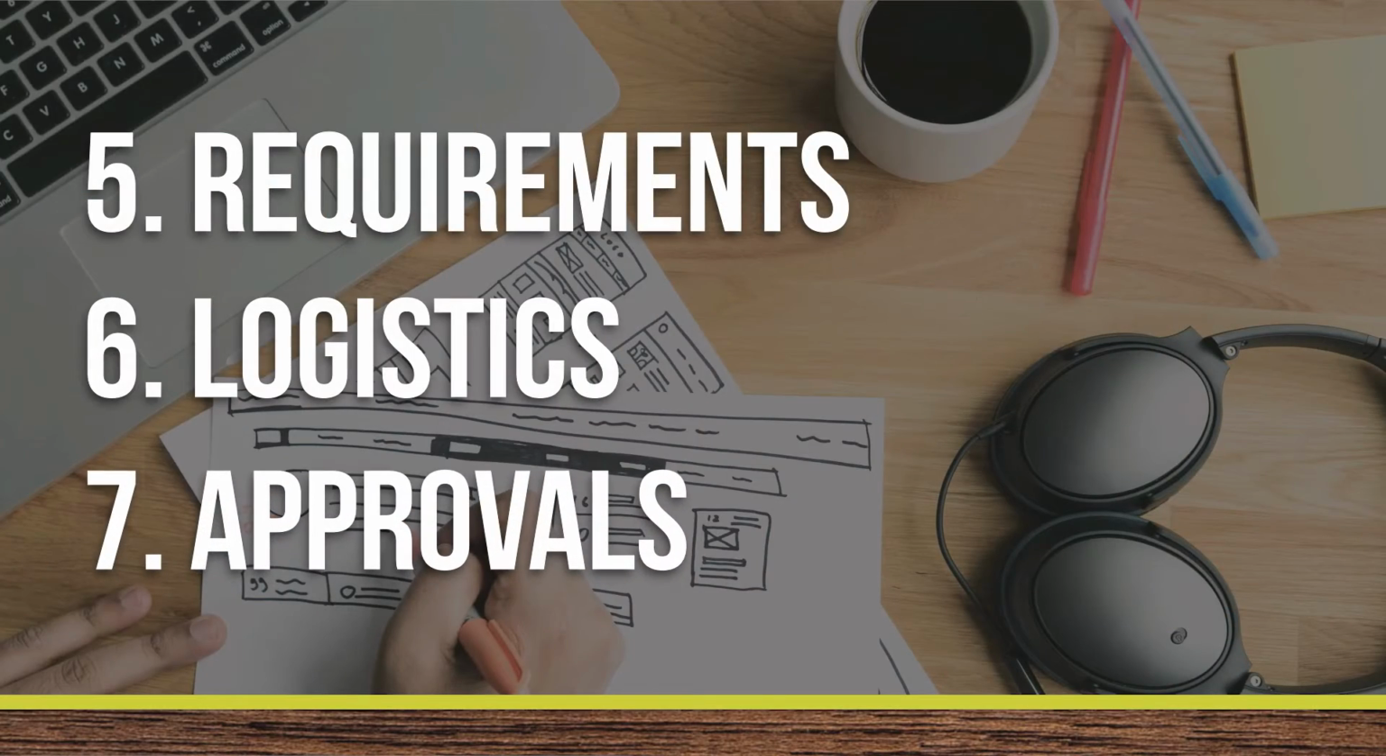And number 7 is approvals, and this is who's going to be approving the work as it goes along. What are the names, the titles, the contact information for the people who are responsible for approving the work. And also in larger companies, sometimes there are multiple levels of approval. So lower level people might approve it at one stage, and then when you get down the road later in the project, you might have to get approval from a very senior person. So you want to lay all these things out in the creative brief.